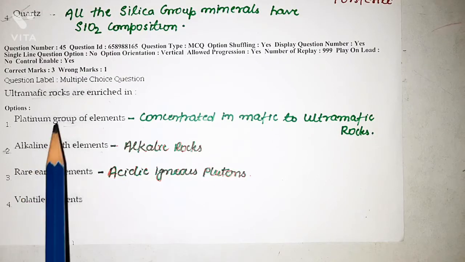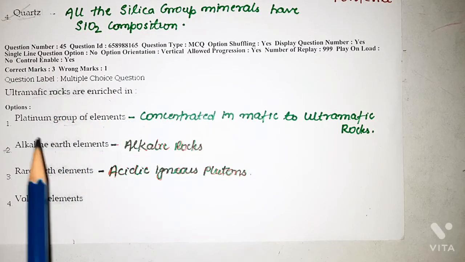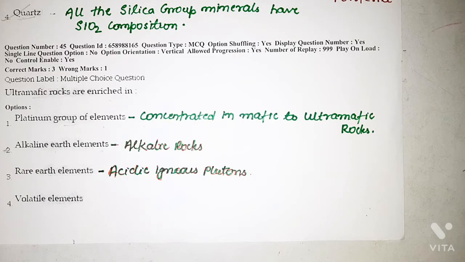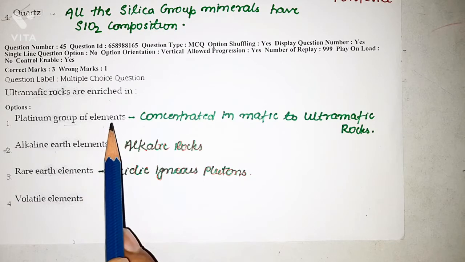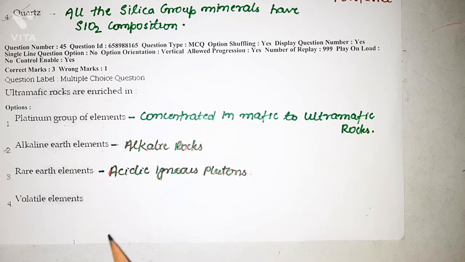Next question is: ultramafic rocks are enriched in. So first one is platinum group elements. Platinum group elements, also abbreviated as PGE, are among the rarest metals on Earth. And most of the world's PGE are concentrated in magmatic ore deposits, especially in ultramafic magmas. Okay, and if the ultramafic magma becomes saturated in sulfur, an immiscible sulfide liquid will separate from the silicate magma and form globules that naturally concentrate metals like copper, nickel, and platinum group elements. So, platinum group elements are concentrated in mafic to ultramafic rock.